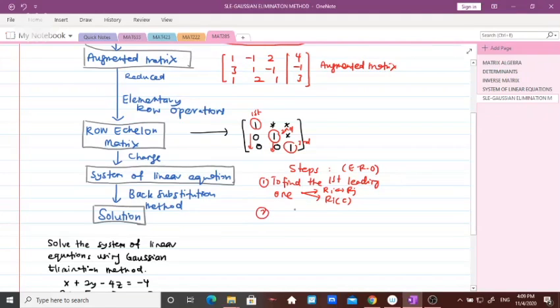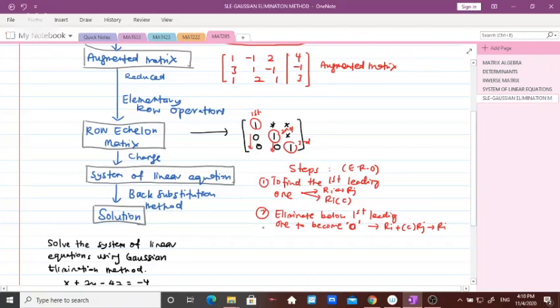After we find the first leading one, we eliminate the entries below the first leading one to become 0. This can be done by using the elimination process, the EDRO. So we have the first leading one and below the first leading one is 0.